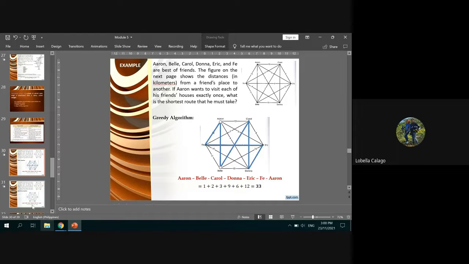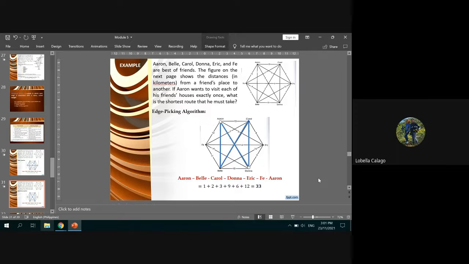Let me get the line first. Among the values here, which is the smallest? Obviously, the smallest is 1, so I will place 1. After 1, we have 2, which is this one. Next to 2, there is 3. After 3, is there a 4? There is a 4. Let's select 4. Wait!